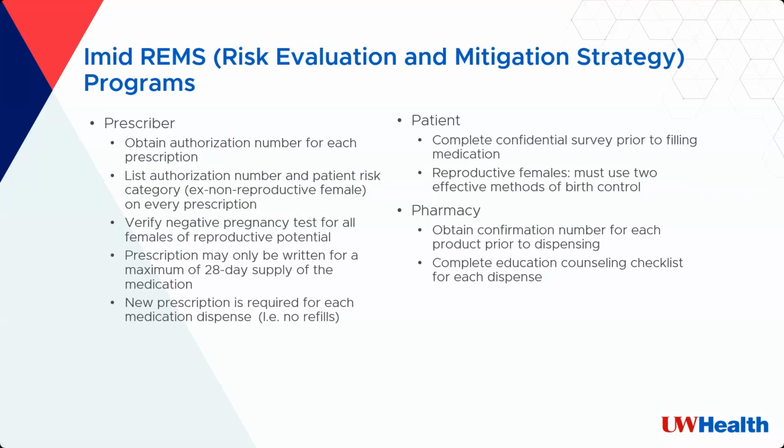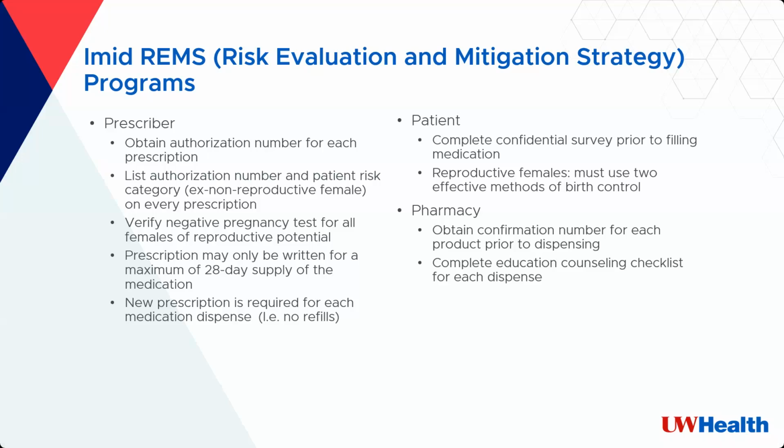There are lots of steps that each of the players in this process have to take in order to fill just a single prescription for this. So if you're a prescriber, you have to obtain an authorization number for each prescription. Oftentimes in clinical practice, this is like a designated representative of the prescriber. So like the clinic nurse is often doing it at our clinics. This auth number has to be listed on the prescription. Then you also have to list the patient's reproductive risk category. So for example, it would actually say like non-reproductive female or male. That goes on every single prescription.